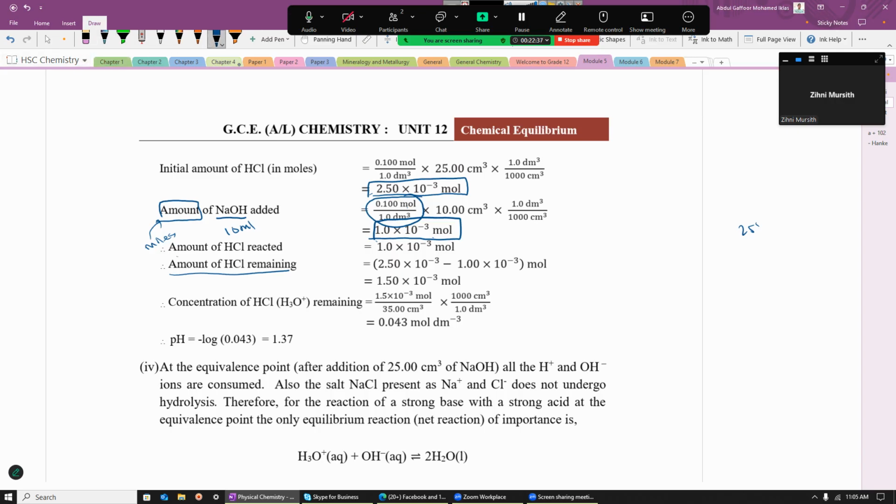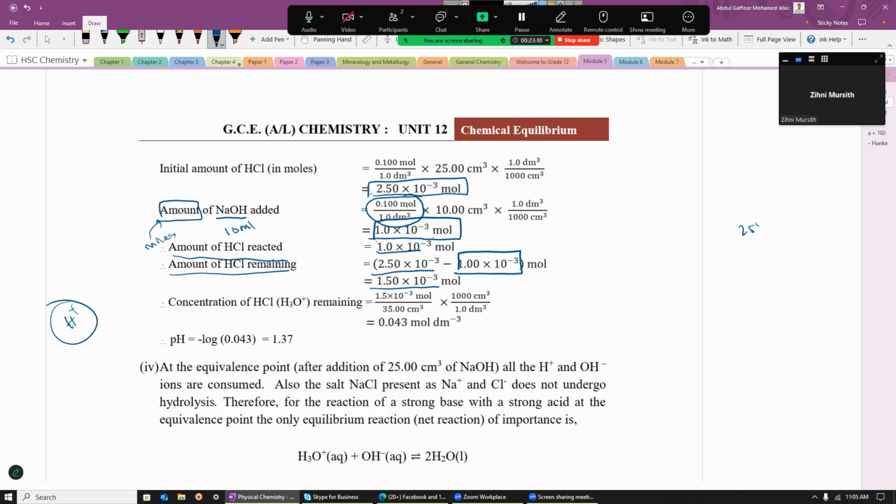Right, so amount of HCl reacted is going to be this. So we have to now find out the amount of HCl remaining, because that will contribute to the pH, right? So we had 2.5 into 10 power minus 3, and this amount will be reduced. So we will have only 1.5 into 10 power minus 3 mole of HCl, right? And now we have to find out the concentration of HCl.